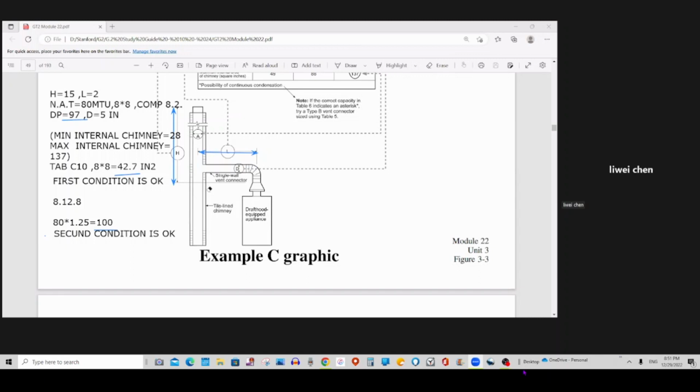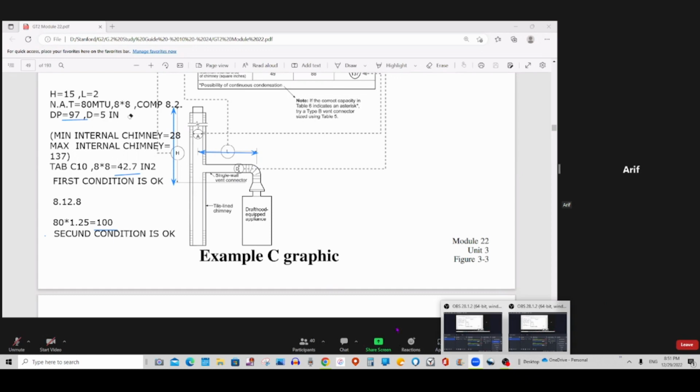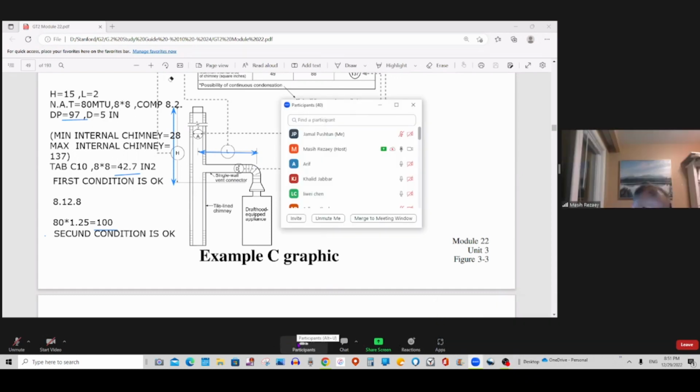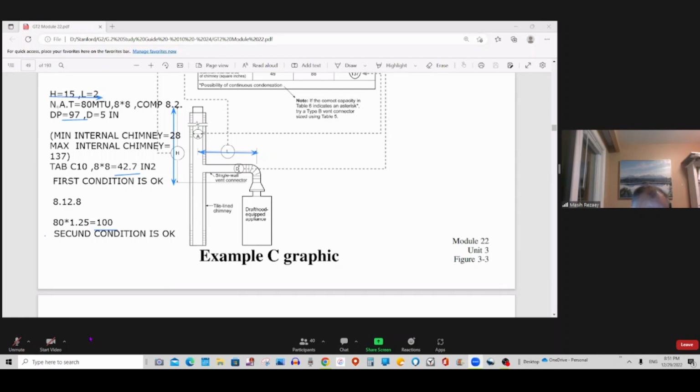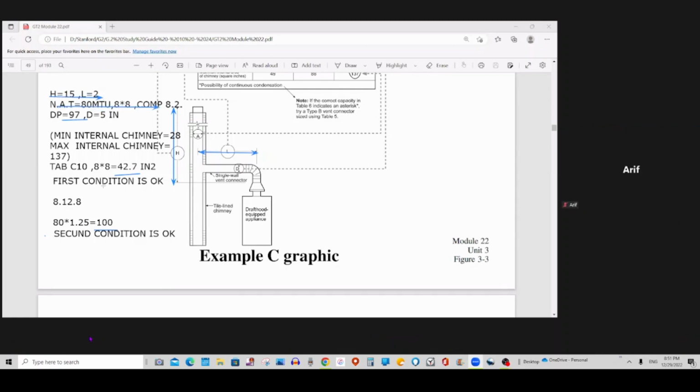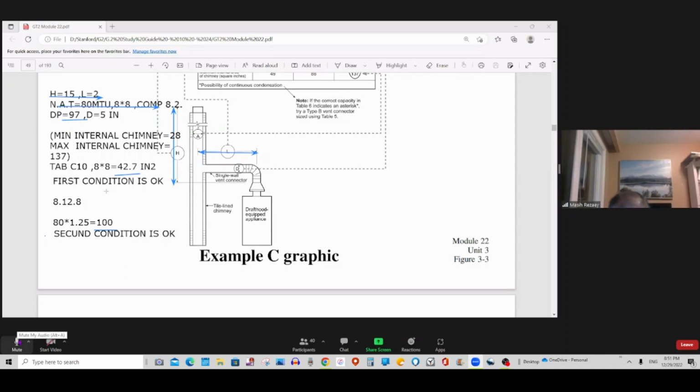I gave you here, in the question, it's been given. Look, sir, I gave you H, L, and I gave you capacity, 8 by 8. Thank you. You're welcome, sir. Before I go to the next example, does anyone have a question?